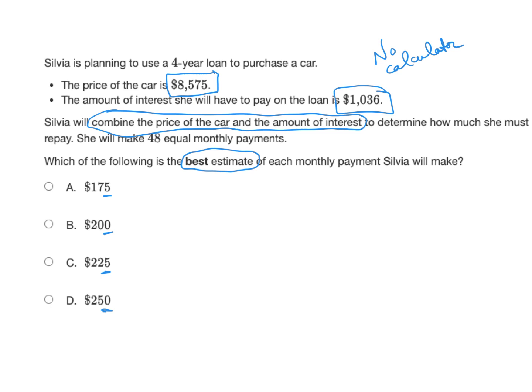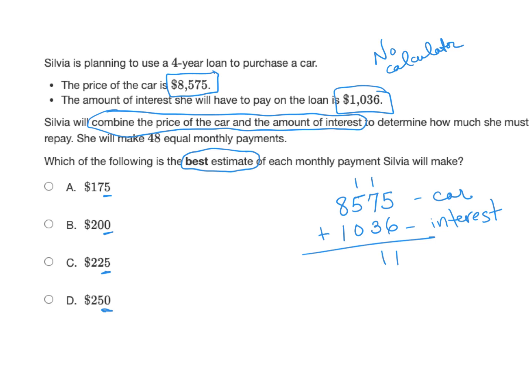now adding, we don't necessarily have to make any changes. Or, we could round our numbers here. But let's add them together and see what we get. Okay, so this is the price of the car, and this is the interest. So when we combine them, we're adding them. So 5 plus 6 is 11. 7 plus 3 is 10, plus 1 is 11. 5 plus 1 is 6. And 8 plus 1 is 9. So she'll pay a total of $9,611.